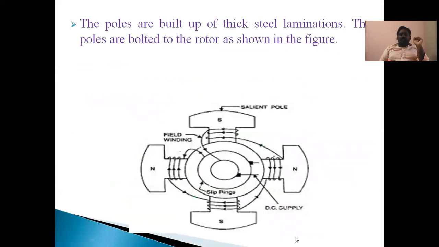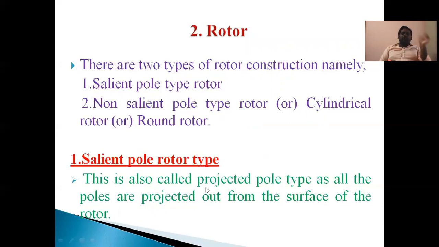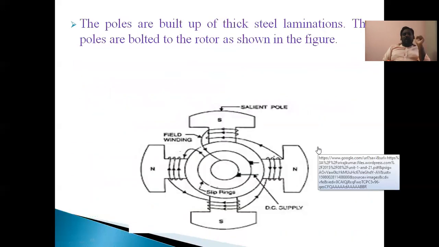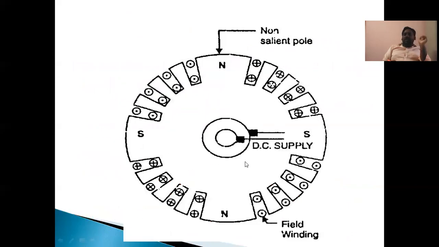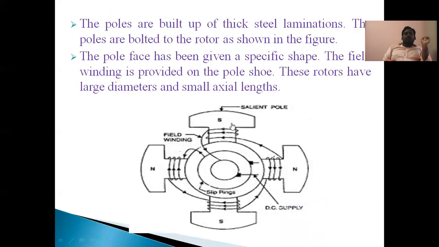Depending upon these two rotor types, the synchronous generators are classified. If we are using a salient pole type rotor, the synchronous generator is called a salient pole type rotor synchronous generator. If the synchronous generator uses a non-salient pole type rotor, the generator is called a non-salient pole type rotor synchronous generator. If we observe, the non-salient pole type rotor is in the form of a cylinder. That's why this rotor is also called the cylindrical rotor. And also it is round in shape.